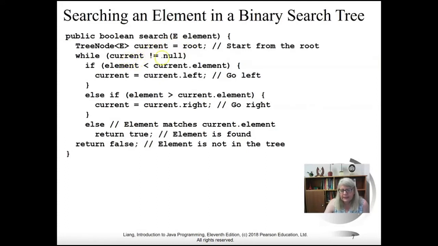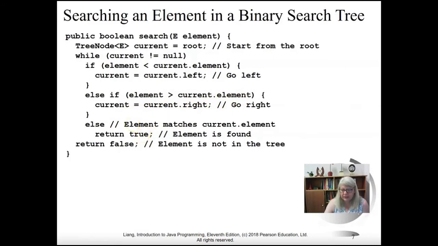While current is unequal to null, so this is a loop. Now look how easy it is. If the element is smaller than the current dot element, current should be current dot left. We'll go there in a moment. If the element is larger than the current dot element, current is current dot right. And else, when will this else be executed? When the element is equal to current dot element. Then you have found the item you are looking for.